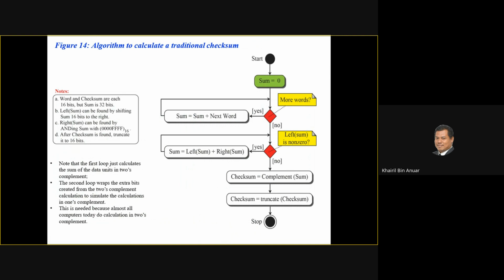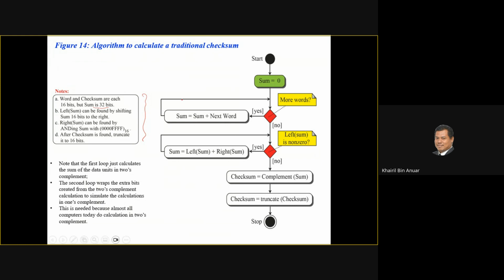These are the flows, so basically the same thing. The algorithm to calculate the traditional checksum: word and checksum are each 16 bits, but the sum is 32 bits. The left sum can be found by shifting the sum. So this is the technique. If you can understand how it is being done, then you are okay with the checksum implementation.